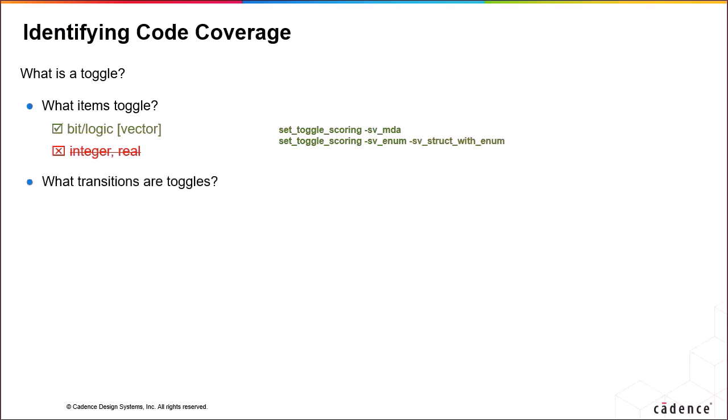The second issue is, what transitions are toggles? Toggle coverage is simply, did each signal toggle up and down? It gets more interesting when, as any good lawyer would observe, that depends on what the definition of up and down is. As you might imagine, we score transitions from a binary state to the opposite binary state. Each direction is a partial toggle. Two opposite direction partial toggles are a full toggle.